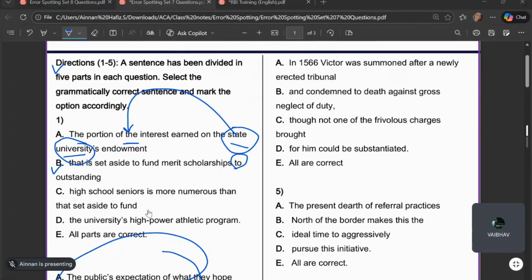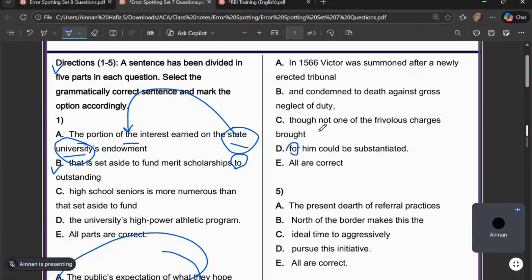Ma'am, yes, Vaibhav? I think it's option D. "For him" sounds wrong. In 1566, Victor was summoned after a newly erected tribunal and condemned to death against gross neglect of duty, though not one of the frivolous charges brought for him could be, instead of "for him," it should be "to him." Okay, that's the error here. Against him?